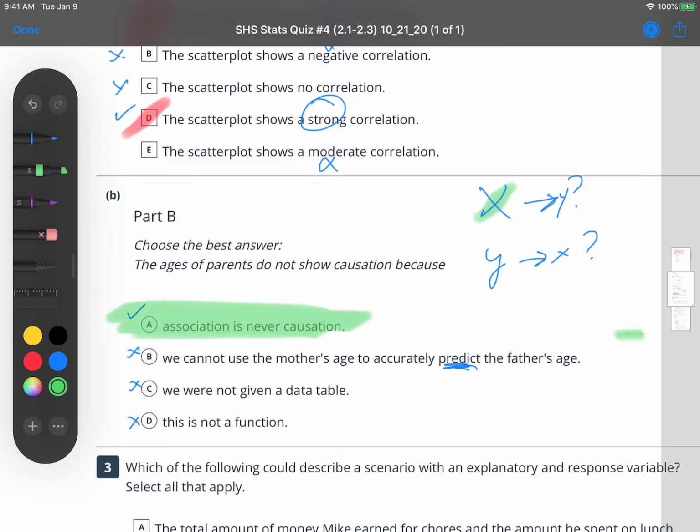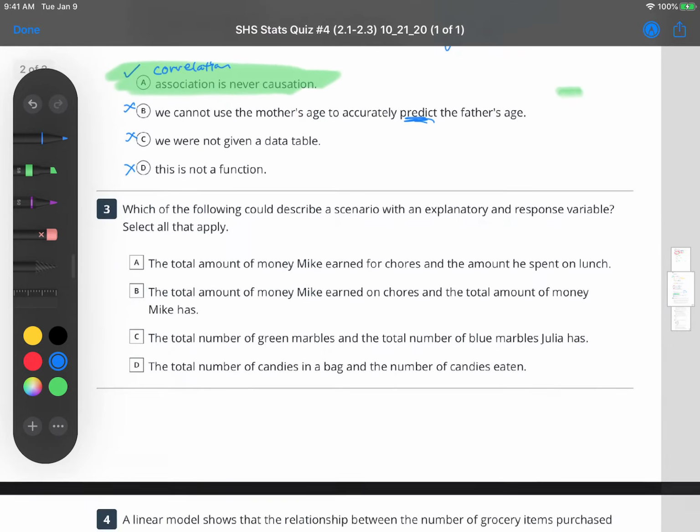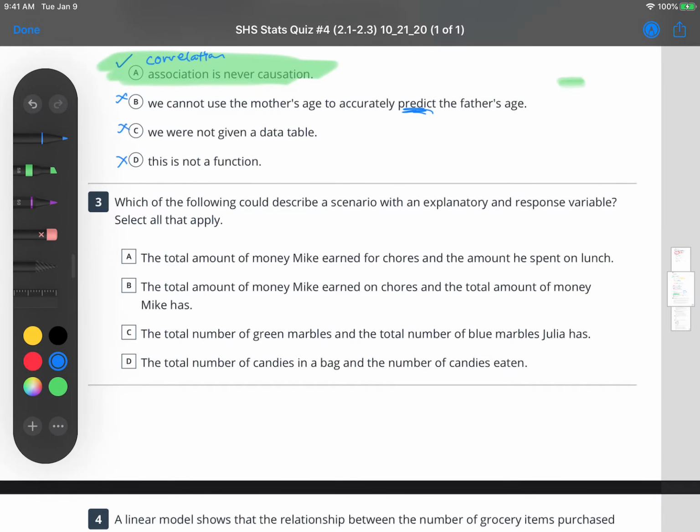I think we wrote that multiple times in our notes. Just because you have a strong association or correlation does not mean it explains the causation, or if it causes it. Okay, all you can say is it just has a strong correlation or association.